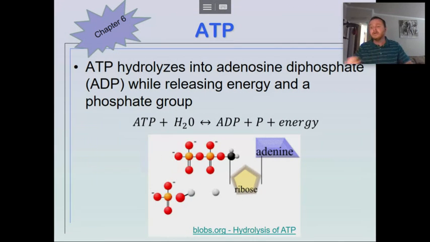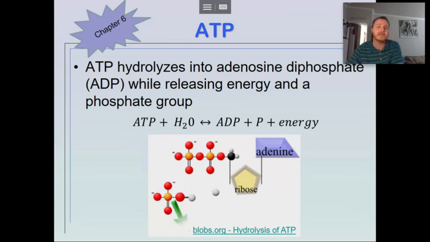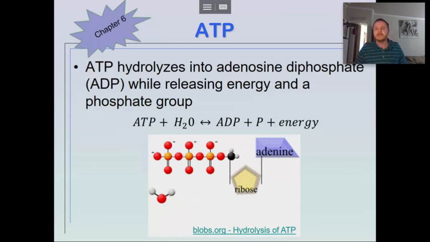We have to, through some mechanism, add energy in to convert the two-phosphate, the adenine diphosphate, ADP. We have to add energy to that to get ATP. We can sometimes break the second phosphate group off also, but that doesn't occur nearly as often, but it can.